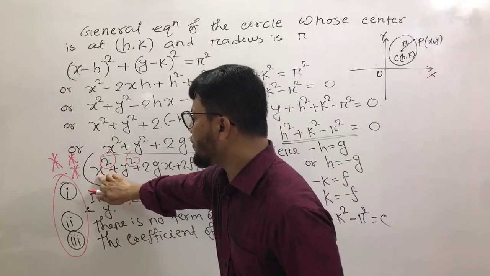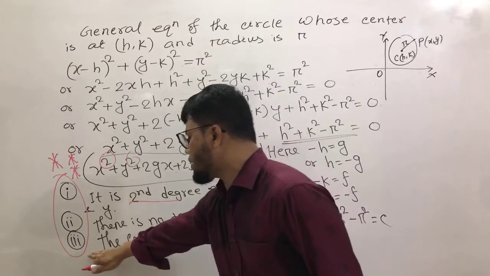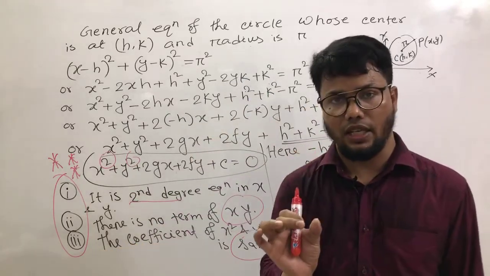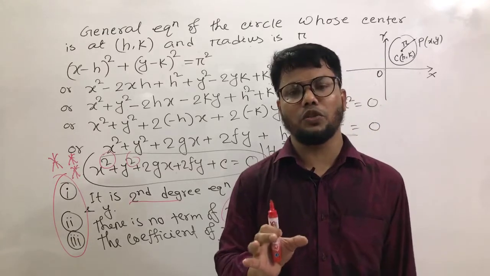If the x square coefficient is -5, the y square coefficient must also be -5. Otherwise, this will not be the equation of a circle. I think, my dear students, this concept is clear to you.